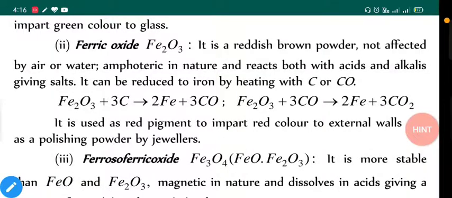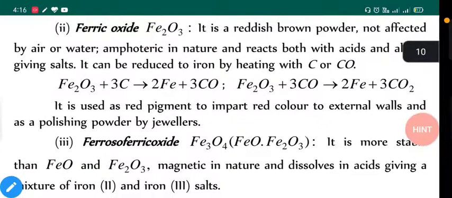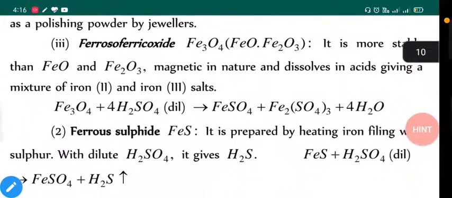It is used as a red pigment to impart red color to external walls and as a polishing powder by jewelers. So as mentioned, it is red in color. Fe plus 3 ions give red color, so we can use it to produce red colors in certain compounds.